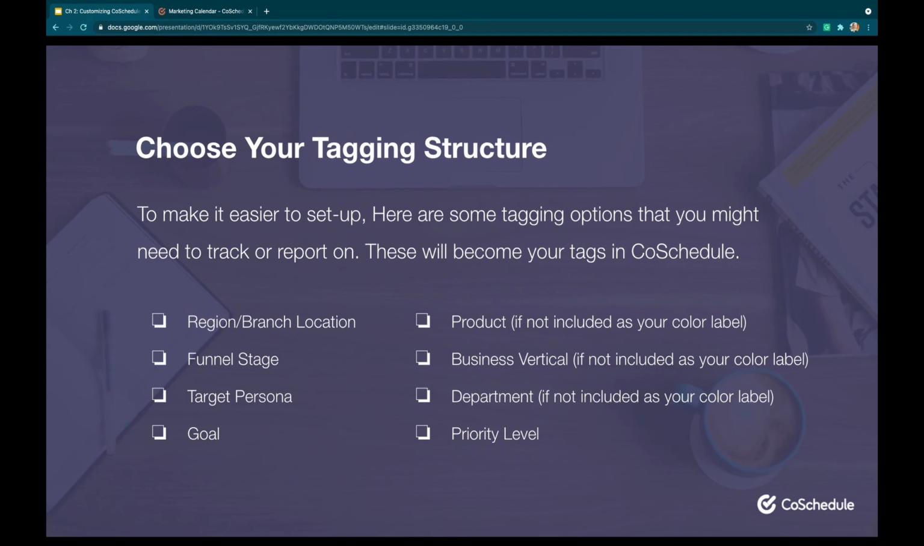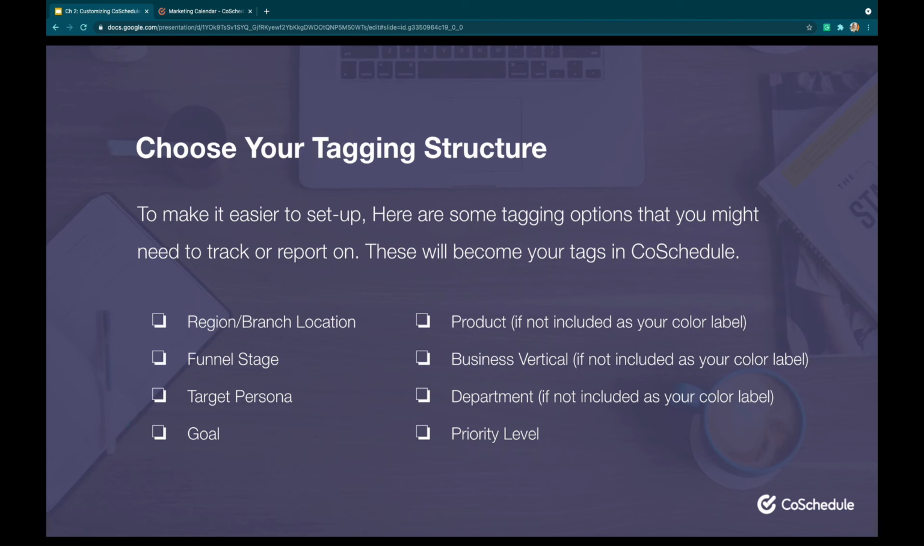Not sure what types of tags to add? Here are a few tagging options you might want to track or report on. Let's review the list to see which tags you might want to add to your calendar. If you work with different regions or branch locations, you might consider setting up your tags for each one of those areas. If you often need to track things like funnel stage, you can tag projects in CoSchedule with the relevant funnel stages. If you create different types of content for target personas, you can also tag projects in CoSchedule with your target persona.